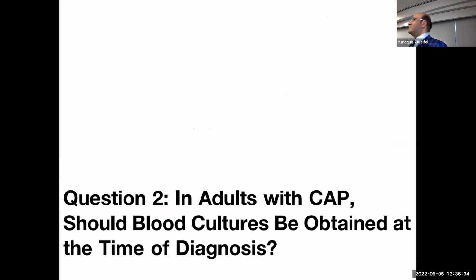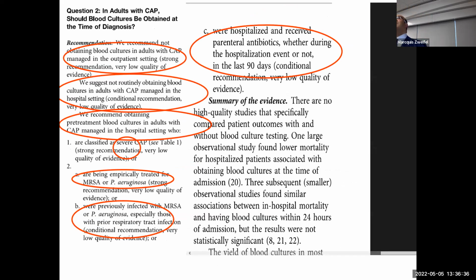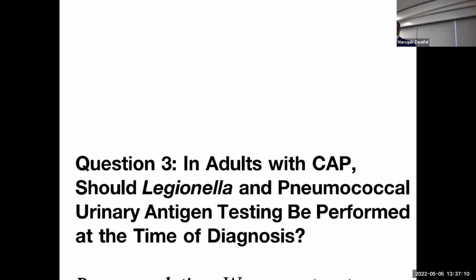Two blood cultures, again the same. They say we recommend not to send 2 blood cultures for outpatients. They suggest not routinely doing blood cultures for the floor, but it is a suggestion. I still send 2 blood cultures for the floor. They recommend to send 2 blood cultures, and the same recommendation as for sputum: severe pneumonia based on ATS/IDSA guidelines, a patient you are covering for MRSA or Pseudomonas, a patient with a history of MRSA or Pseudomonas, a patient who got IV antibiotic in the last 90 days. Make sense? Got questions 1, 2, 3?